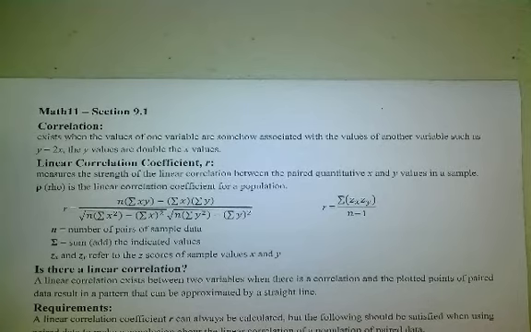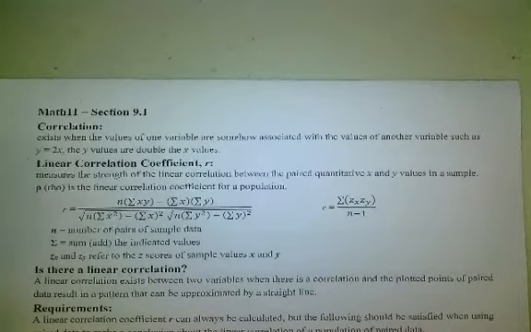The linear correlation coefficient R measures the strength of the linear correlation between the paired quantitative x and y values in the sample. Rho, which looks sort of like a P, is the linear correlation coefficient of a population. So we can do a hypothesis test in which we take a sample and then use that to try and make a determination about the population of data values.